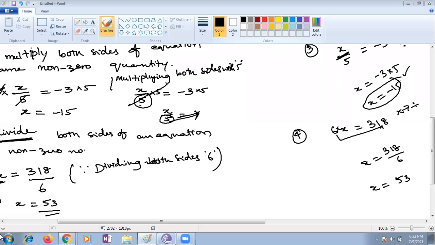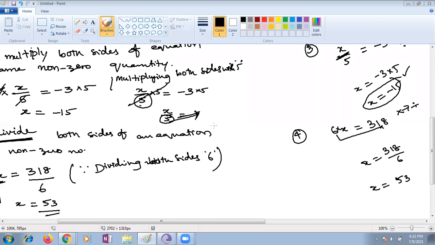Ma'am, can I speak? Who is this? Ma'am, Ritvik. Ritvik, please speak. Ma'am, here 318 by 6, you have done the division, right? Yes, we are doing division. Then on both sides of the equation, a non-zero number, how can we do multiplication? Yes, to remove that 6, what we are doing on both sides is dividing by 6.